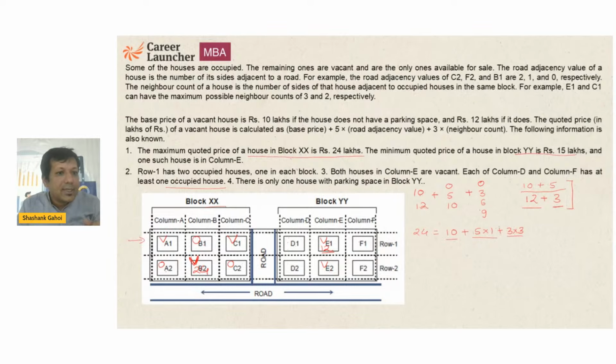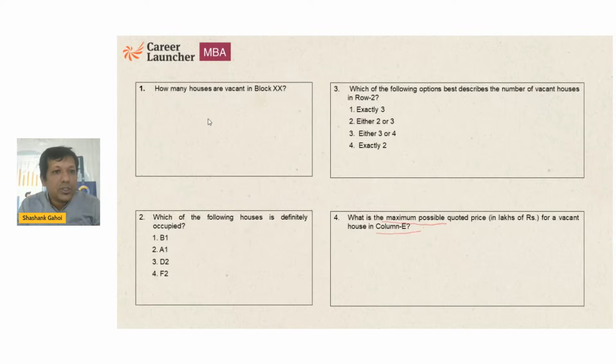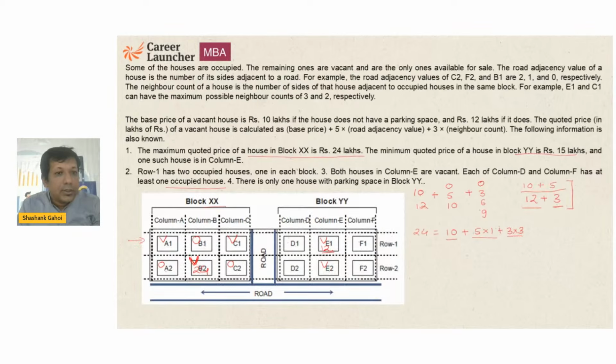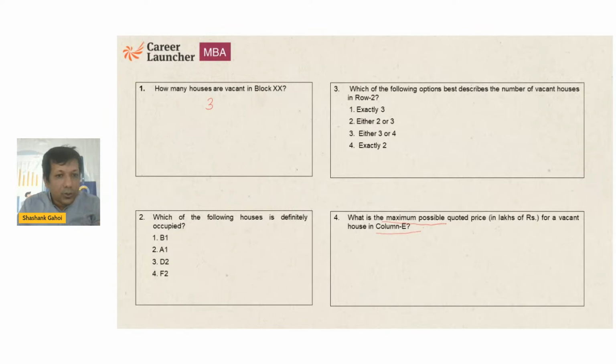How many houses are vacant in block XX? So in XX, A1, C1 and B2, I got 3 houses. So the answer to this question is 3 houses. Now, which of the houses are definitely occupied? So B1, A1, D2, F2. So B1 is occupied, A2 is occupied, C2 is occupied. So B1 is occupied, that is option 1. So out of those, I'm getting my answer. The answer is this.